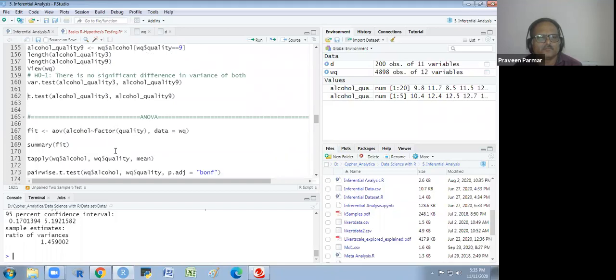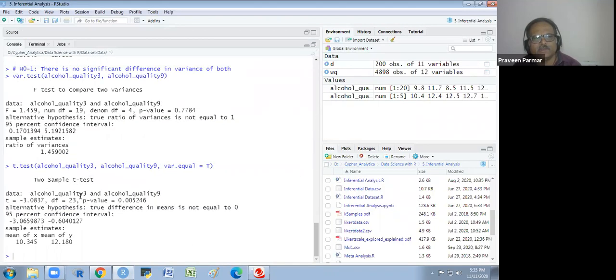I just perform that. This variance dot equal to true, variance is equal. Got it? Variance is what? Square of standard deviation. And then I perform the t-test. Now you see the degree of freedom.